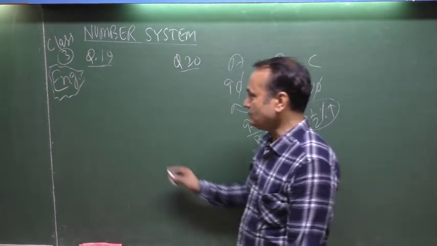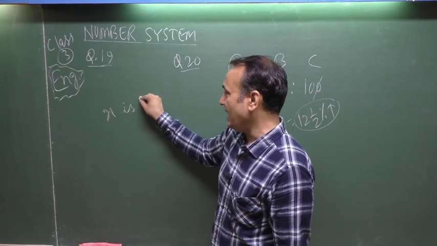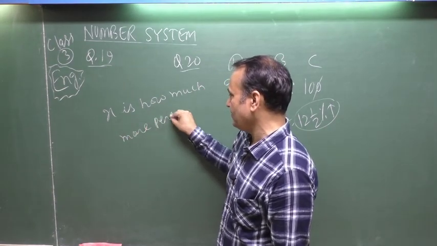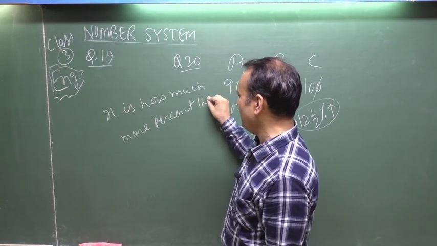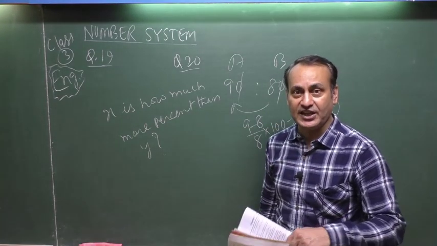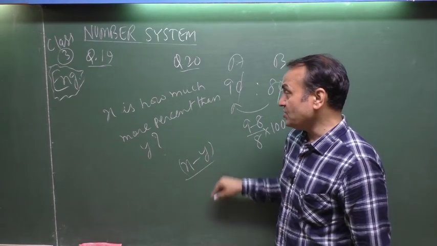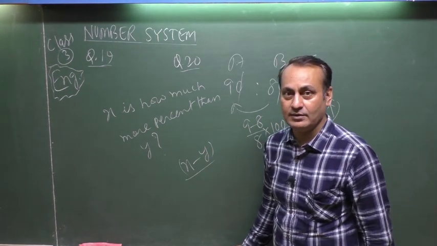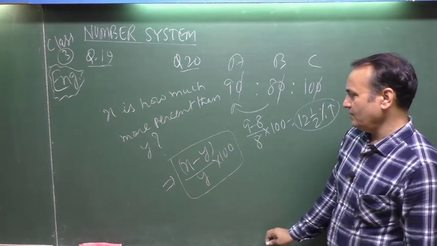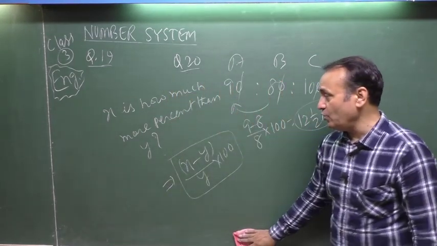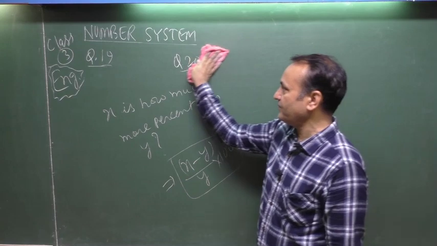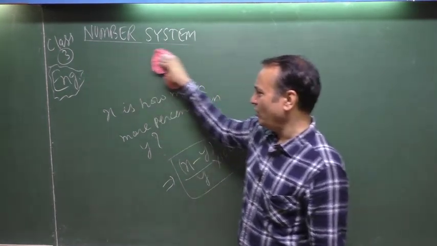Write down the note. X is how much more percent than Y. That means the question says X is greater than Y. X minus Y, where Y will be the base, into 100. This is your answer. Write down: X is how much more percent than Y is written as X minus Y by Y into 100. Thus question number 20 is finished now.